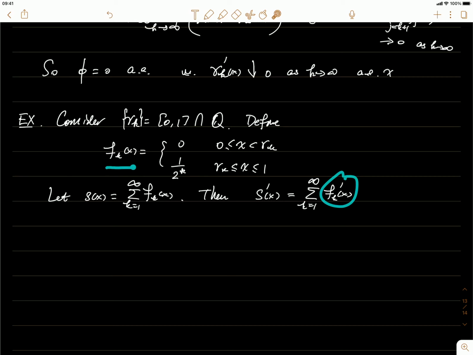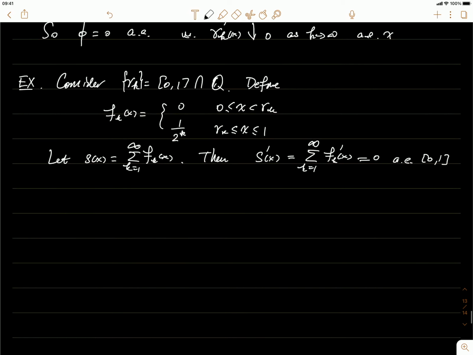So for each k, f_k is not differentiable at only one single point r_k, and other than that point, the derivative exists and is 0, because it's piecewise constant. So it just does not exist at r_k, but otherwise the derivative is equal to 0. So this is equal to 0 except at one point. Then take the sum, and we have a function that is 0 almost everywhere. So S prime is 0 almost everywhere in the interval 0 to 1.